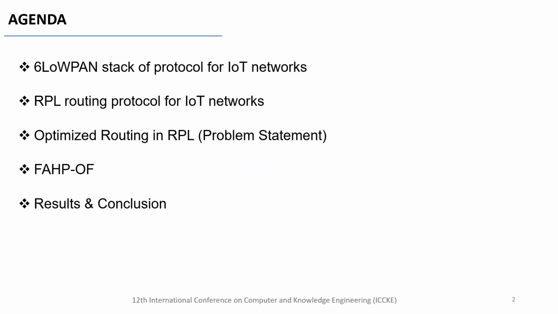I'm gonna start this talk with a little background about the 6LoWPAN stack of protocols, and then the RPL routing protocol designed for 6LoWPAN, and then I'm gonna talk about the importance of optimized routing in RPL. Then I'm gonna talk about FAHP-OF, which is our proposed method for optimized routing in RPL. Then we're gonna have the results and conclusion sections.